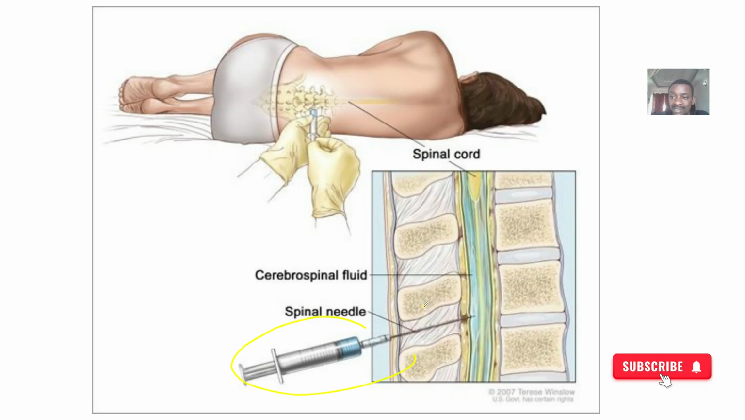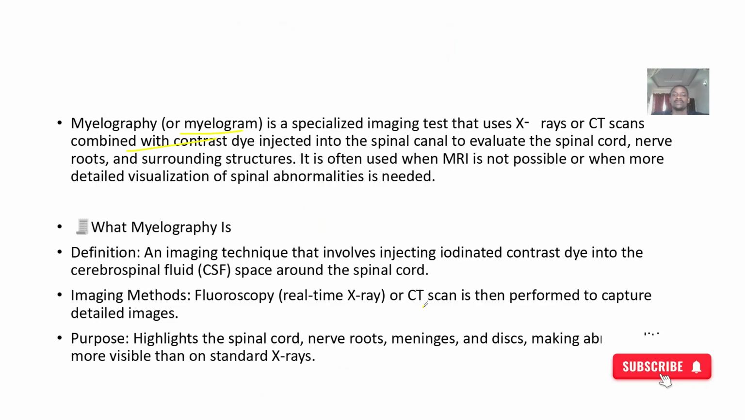Okay, why do you need a dye? Because these imaging modalities usually only show bones very well. So you want to visualize other structures like the ligaments, the tendons, and all of that. So you have to put in a special dye that could make those other structures also clearly labeled out. Okay, so it's often used when MRI is not possible or when more detailed visualization is needed.